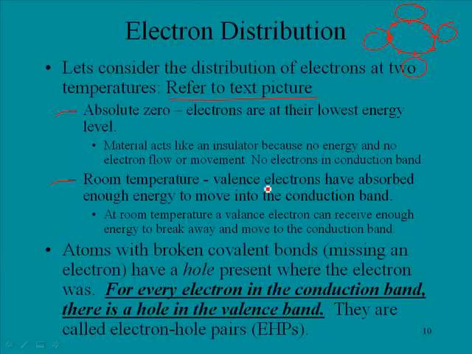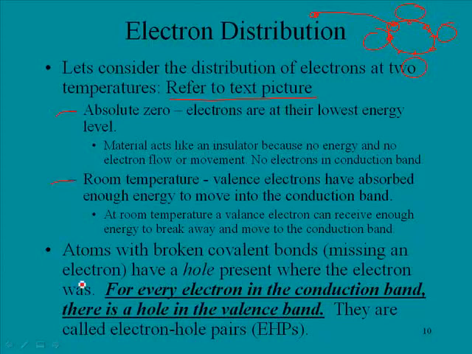Now, at room temperature, valence electrons have absorbed enough energy to move into the conduction band. A valence electron can receive enough energy to break away and move to the conduction band. So at room temperature, there is energy being picked up by these electrons, and one of these electrons can actually move out of the valence band and become a free electron. Atoms with broken covalent bonds are missing an electron. This one right here is missing an electron, so they have a hole present where the electron was.